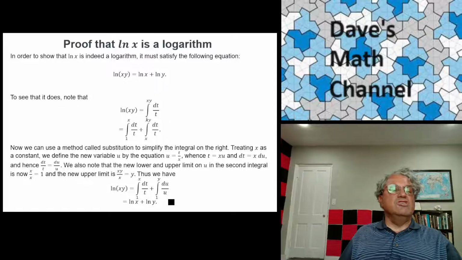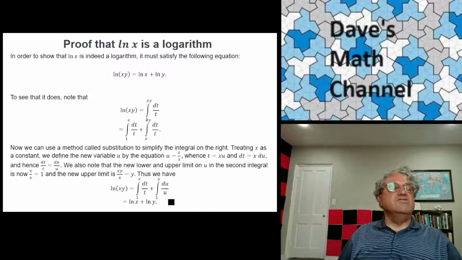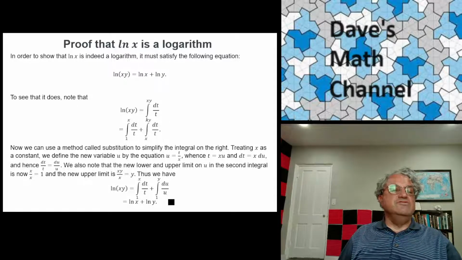And if we do that, then we also have du. We have t equals x times u, and dt equals x du. And with that substitution, you'd get dt over t equals x du over xu. Well, the x's cancel, so you get du over u. Well, that's nice because you're left with the same kind of integral as you had before. So now we can rewrite ln xy as the sum of the integral from 1 to x of dt over t plus the integral from 1 to y.